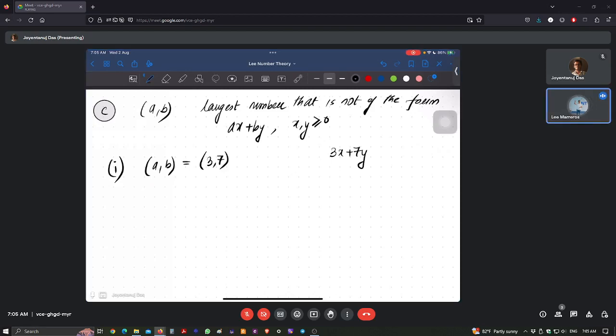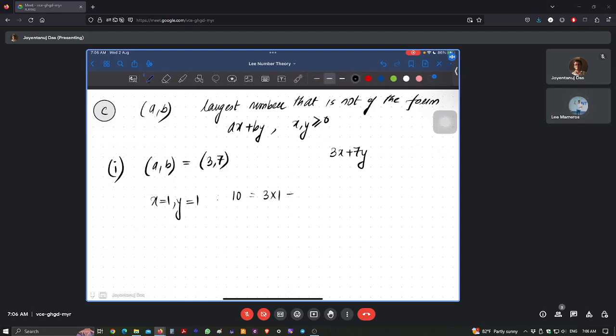If you just take x equal to 1 and y equal to 1, then that would be 10, right? I'm not sure if from 10 onwards you will be able to get all the numbers, 10, 11, 12. So for example, if I put x equals 1, y equals 1, the number is 10. Yes, 10 is possible because I can write it as 3 times 1 plus 7 times 1. But what about 11? Can you write 11 like this? No, it's not possible.